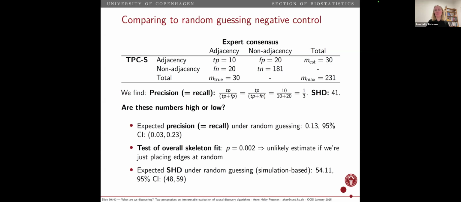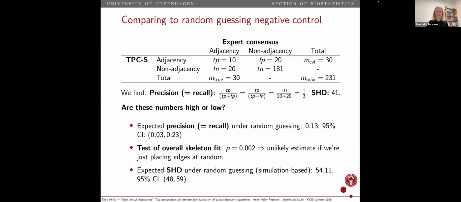If you want to know if these numbers are high or low, we can use the methods I just showed you before. We can find the expected precision or recall under random guessing. That would be 0.13. We have a confidence interval for it, and we also have a test of overall skeleton fit where we find a quite small p-value. So I would say this is an unlikely estimate to find if we are just placing edges at random. So at least that's nice for the causal discovery procedure here. It doesn't look like it's just placing edges at random.